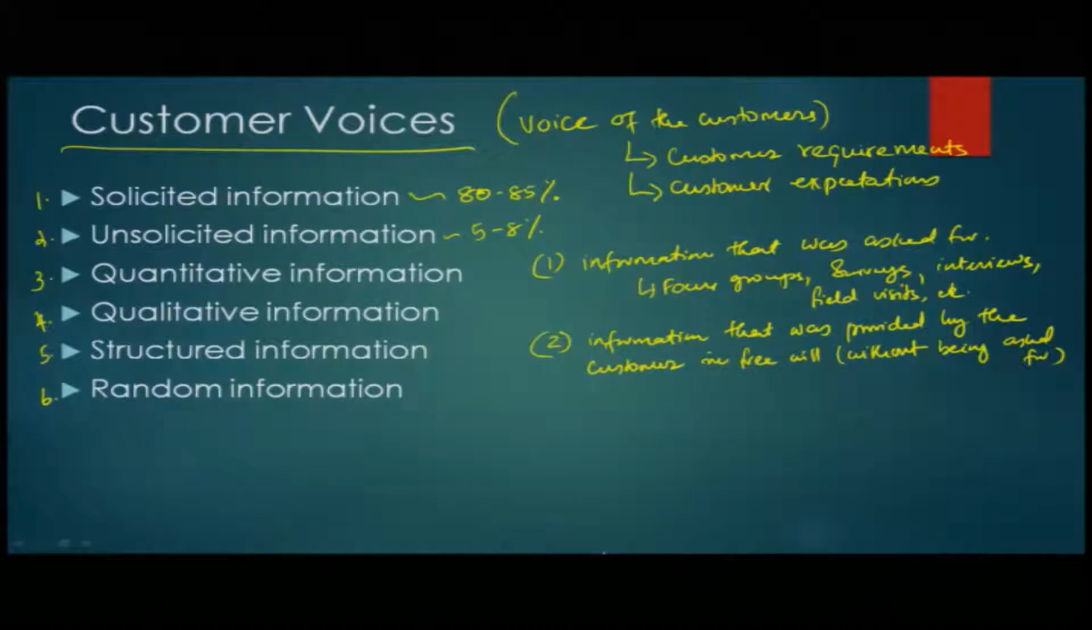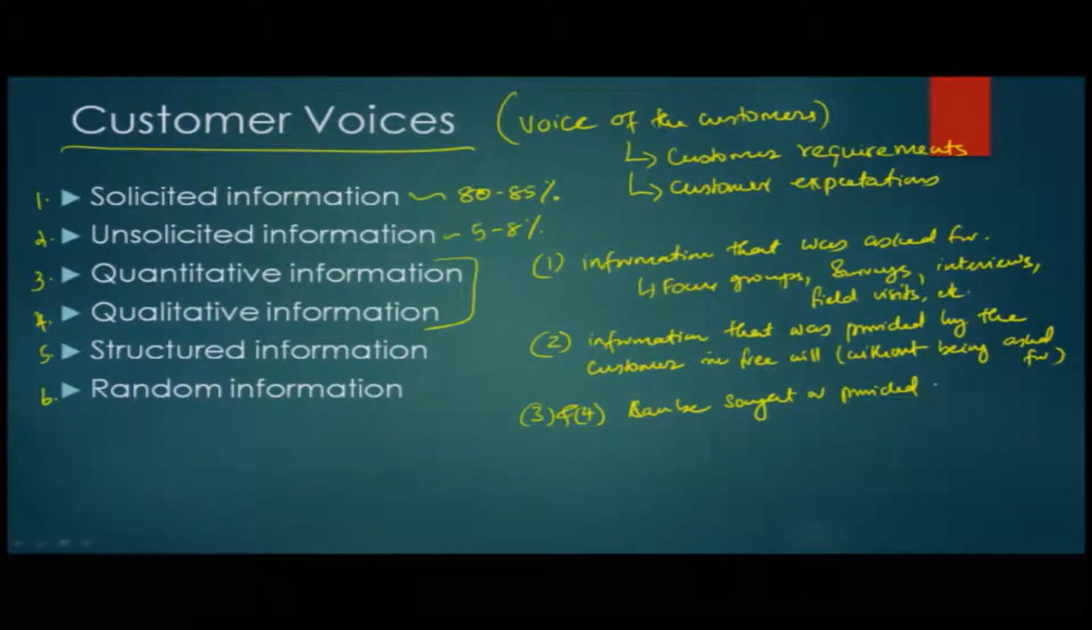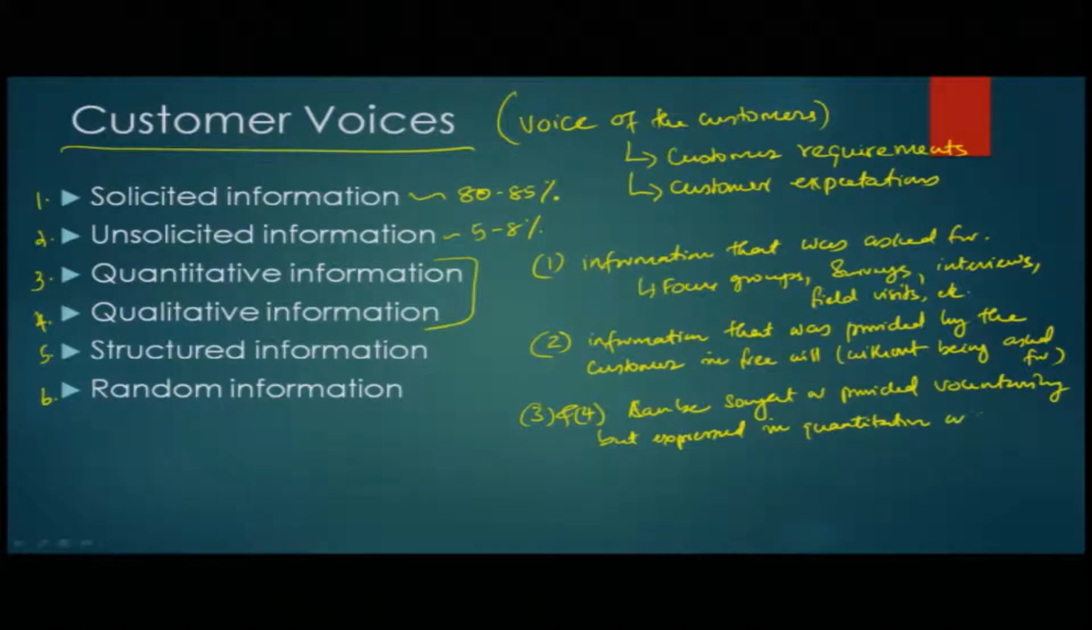Okay. Then there are things like qualitative information and quantitative information. So, 3 and 4, okay, again can be sought or provided voluntarily, but expressed in quantitative or qualitative terms.